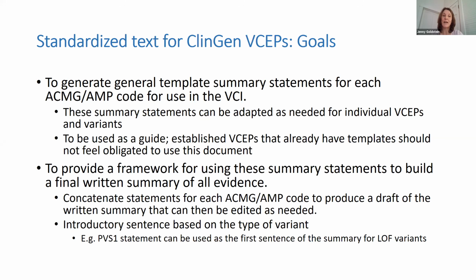But for example, the summary statement that we generated for PVS1 can be used as the first sentence of the final written summary for loss of function variants. And we did similar things for missense variants, in-frame insertions and deletions, and so on. So really the goal was to try and make this as efficient and straightforward as possible, and also to allow, hopefully, for a final automation of this process at some point in the future within the VCI.